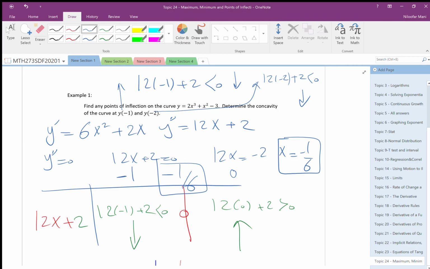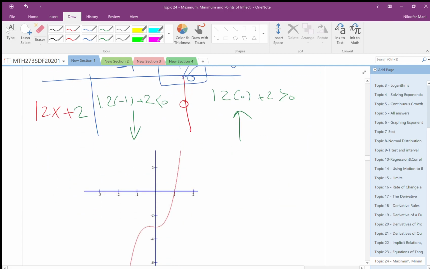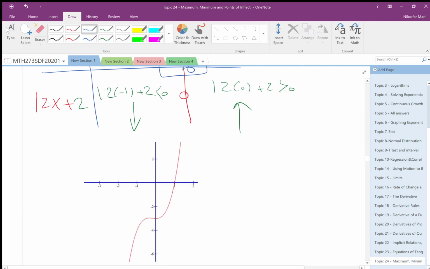Can I say this is an inflection point at minus 1 over 6? I can say an inflection point happens at x equal to minus 1 over 6, but I cannot say the inflection point is that point. I have to check what y is. Look here, the inflection point is somewhere here. So I need to find y.